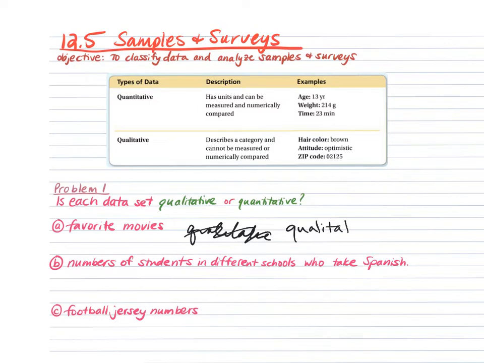Qualitative, there we go. Numbers of students in different schools who take Spanish. This is going to be quantitative because it has units and can be numerically compared. And then football jersey numbers.